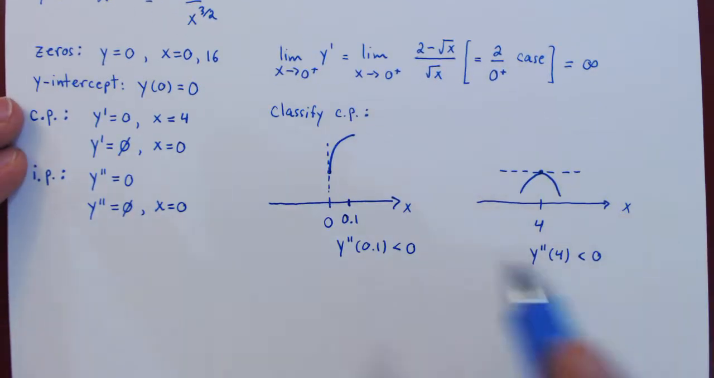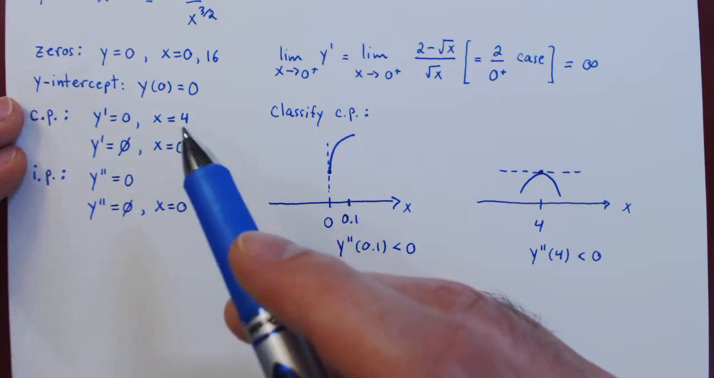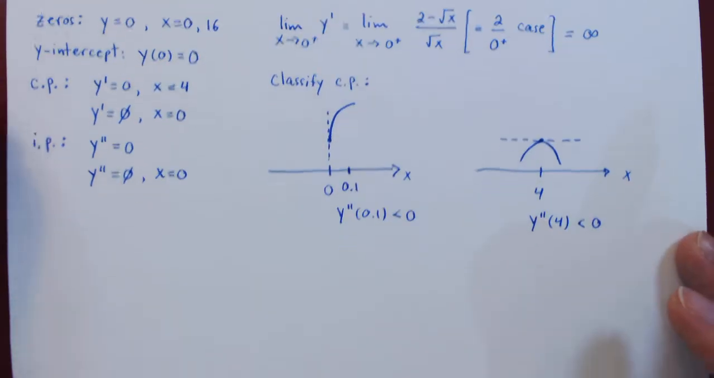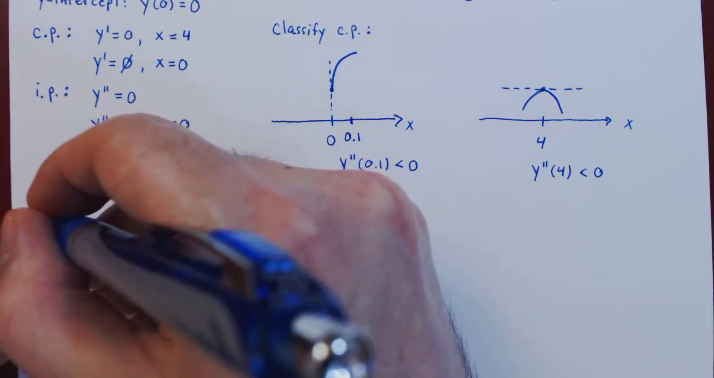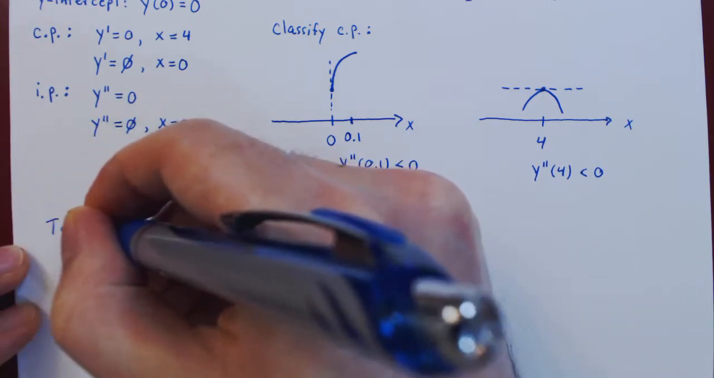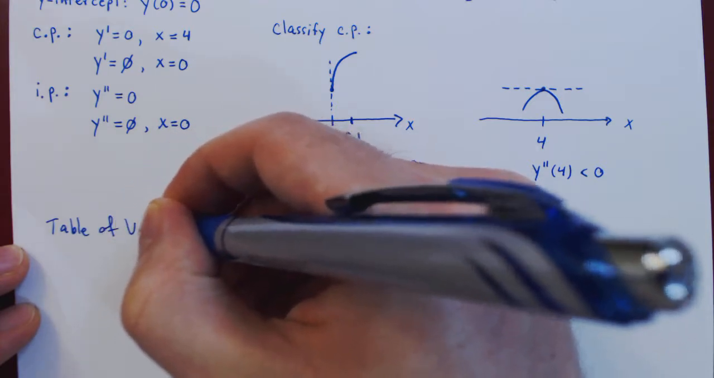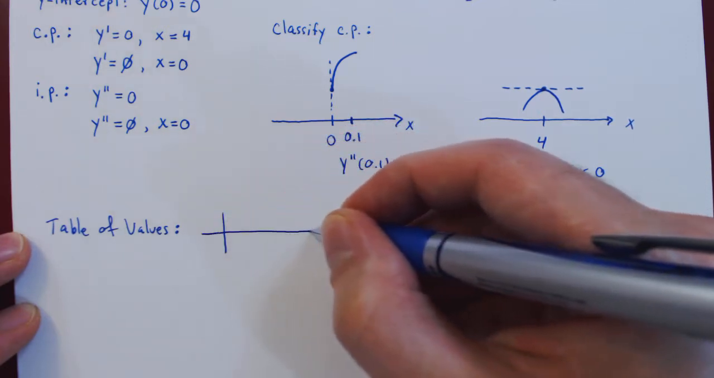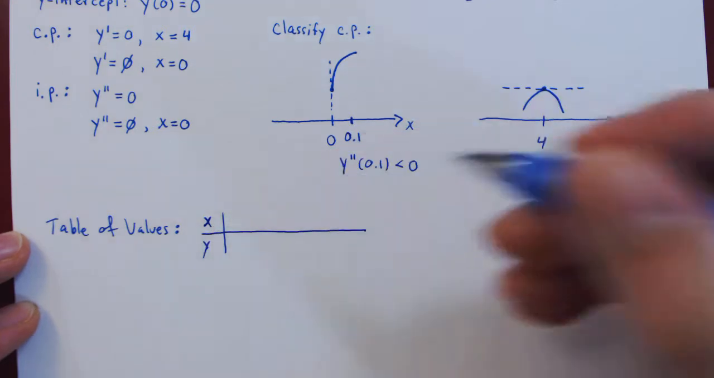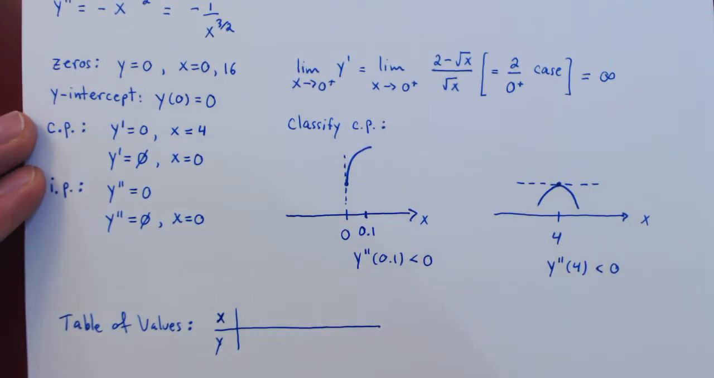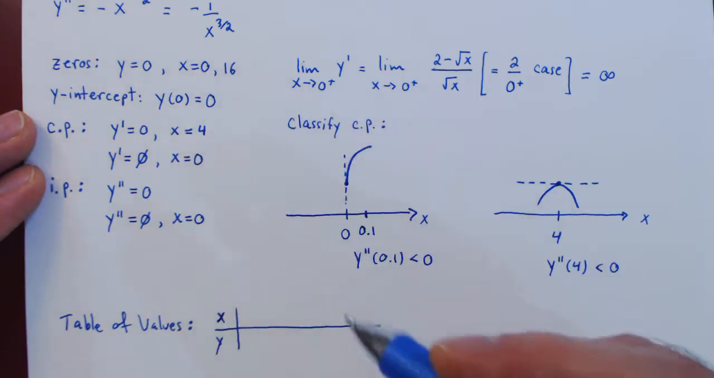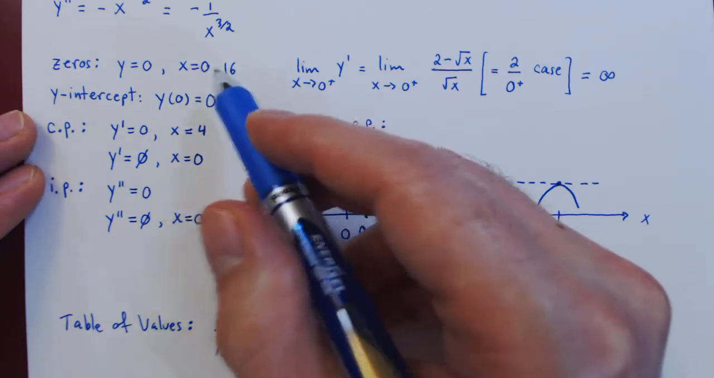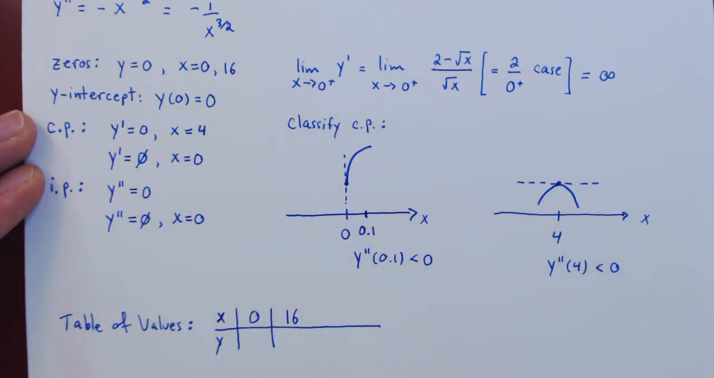So all we're missing now are the exact y values to the x values of interest: our zeros, y-intercepts, critical, and possible inflection points. So let us construct our table of values. So what were the x values of interest? Well, those were 0 and 16. And those are two zeros of the function, so y is equal to 0 in each case.